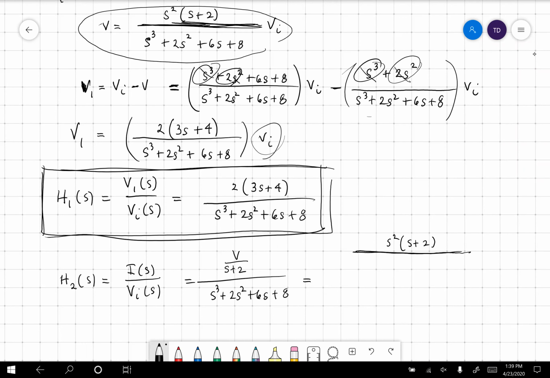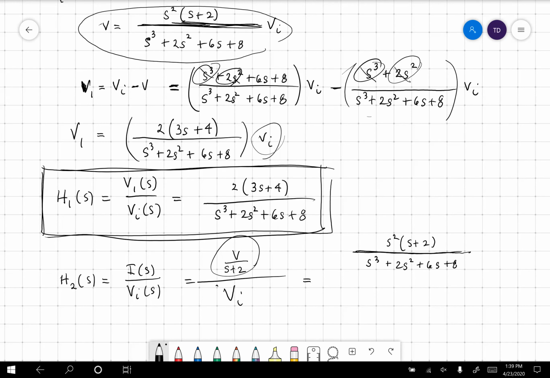and look at this dumb thing that I did here. I of S divided by VI of S. So this is not this. This is VI of S, right, in the denominator? This is I of S divided by VI of S. So V divided by S plus 2, I'm getting the V, S cubed plus 2S squared plus 6S plus 8.